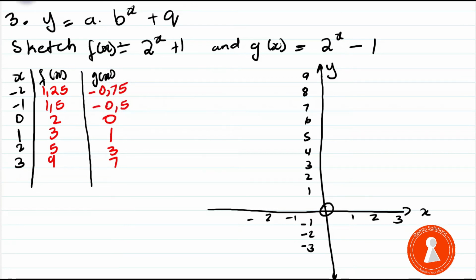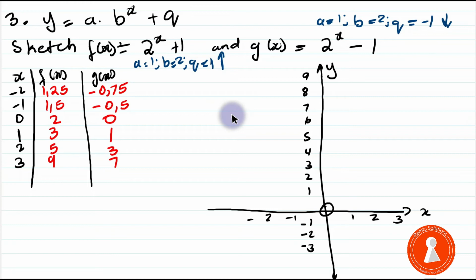Something else we need to understand here. For f of x, a is 1, b is 2, q is 1. And for g of x, a is 1, b is 2, q is -1. So this means this one has shifted 1 unit up, and this one has shifted 1 unit down. So I'm going to start with f of x. f of x has shifted 1 unit up, so we must draw the asymptote line here.